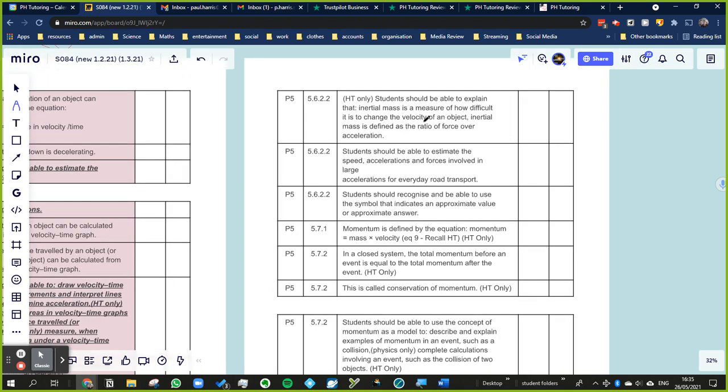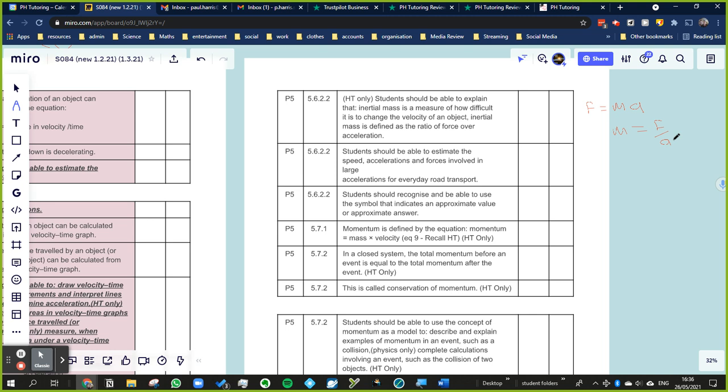So we've got looking at inertial mass. Students should be able to explain that inertial mass is a measure of how difficult it is to change the velocity of an object. Inertial mass is defined as a ratio of force over acceleration. Basically, it just means mass. But if we take the formula which they're using, F is equal to ma, then you rearrange it to say that m is equal to F over a. We can see it's the ratio of force over acceleration, so mass can be thought of as a measure of how hard it is to accelerate something.